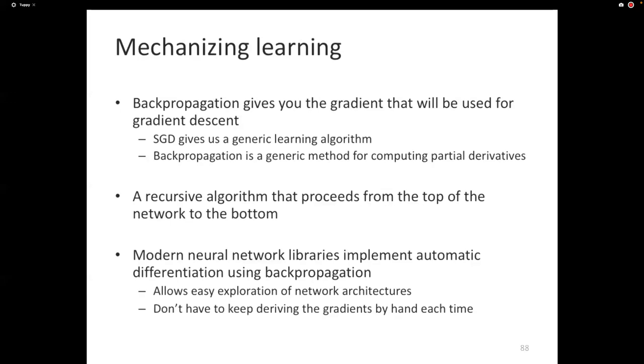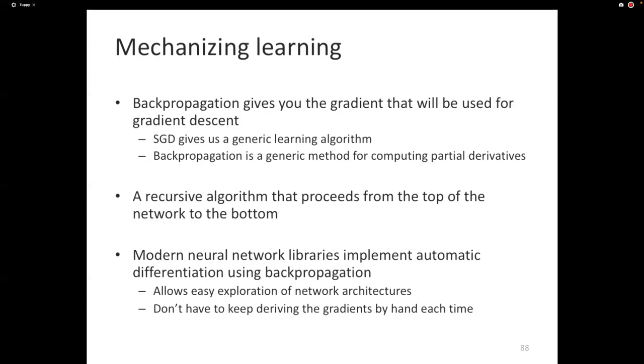There's a question on Zoom. What does backpropagation add to the perceptron? Because we know how to calculate the perceptron gradient. The answer is it adds absolutely nothing. Perceptron, SVM, logistic regression are those simple building blocks that I talked about, where we know how to calculate the gradient by hand. It's for the more complicated cases where backpropagation is necessary.